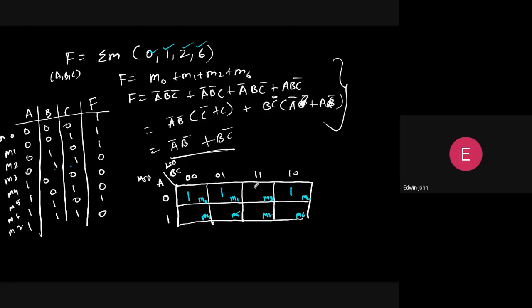What will come at M4? 0. What will come at M5? 0. What will come at M7? 0. What will come at M6? 1. ओके, ये मैंने के मैप बना दिया.